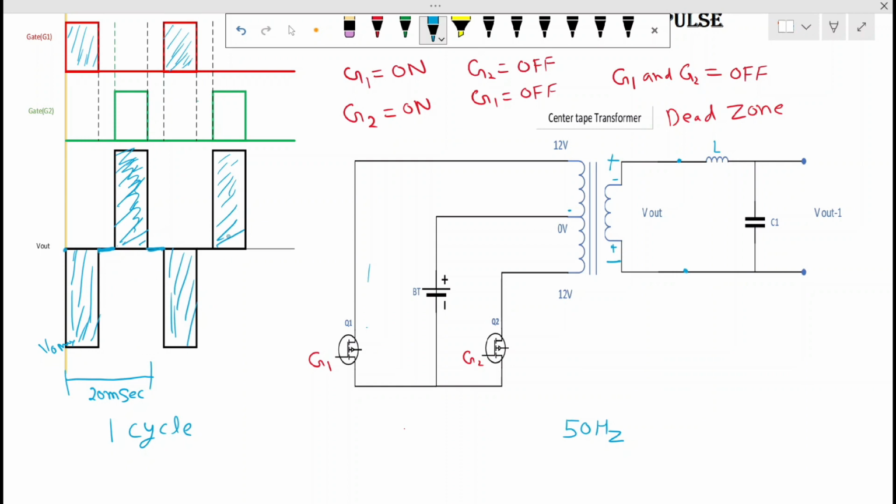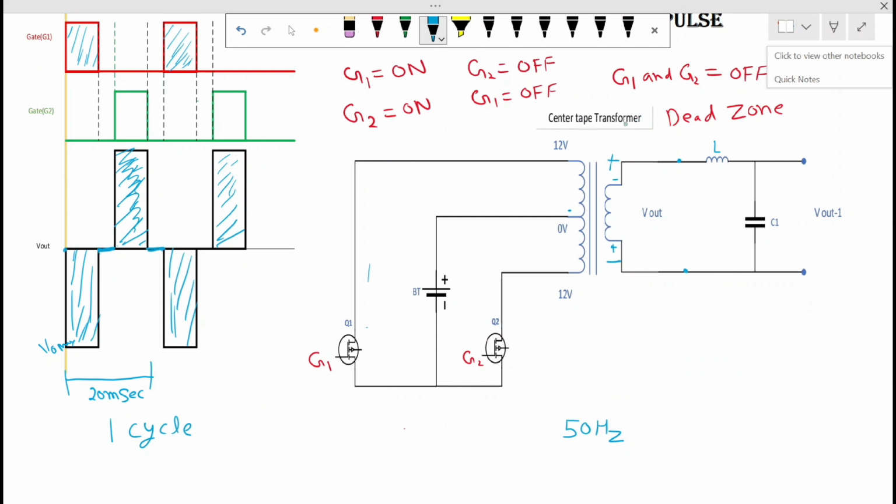So this is the generation of output waveform in the secondary, V out. Okay, so in this manner output is generating. Now I will show you what happens if you want a sine wave in place of a square wave, because it is generating a square wave. It looks like a square wave.